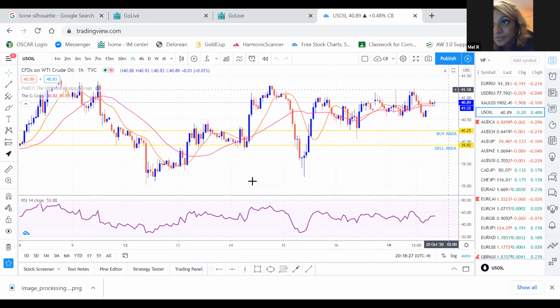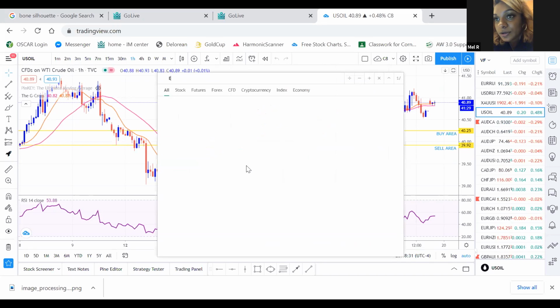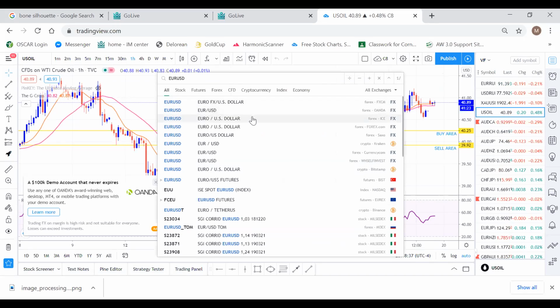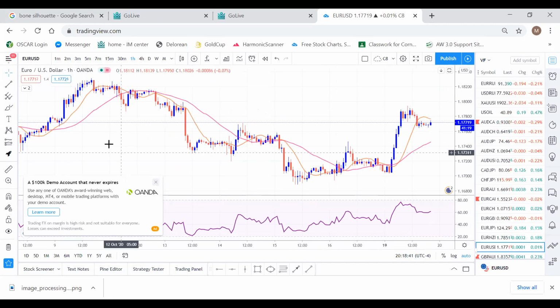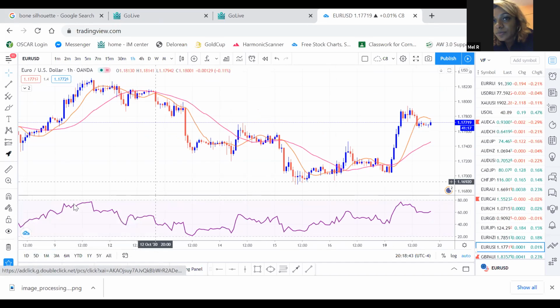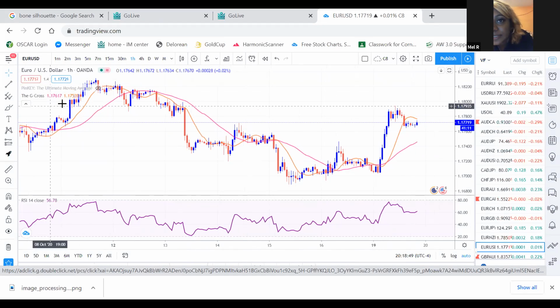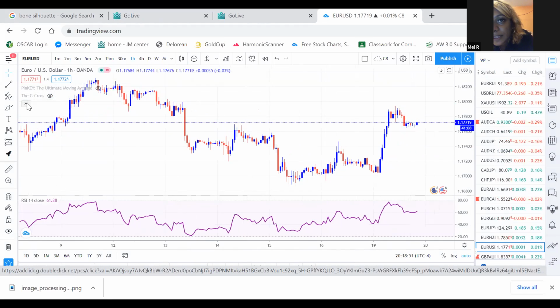Got you. Cool. Okay, guys, we're going to look at, I think somebody said Euro USD. Okay, cool. So I have my chart here. Sorry guys, I'm going to take this off. So I have my chart here. I have my indicator here, which is basically my RSI.